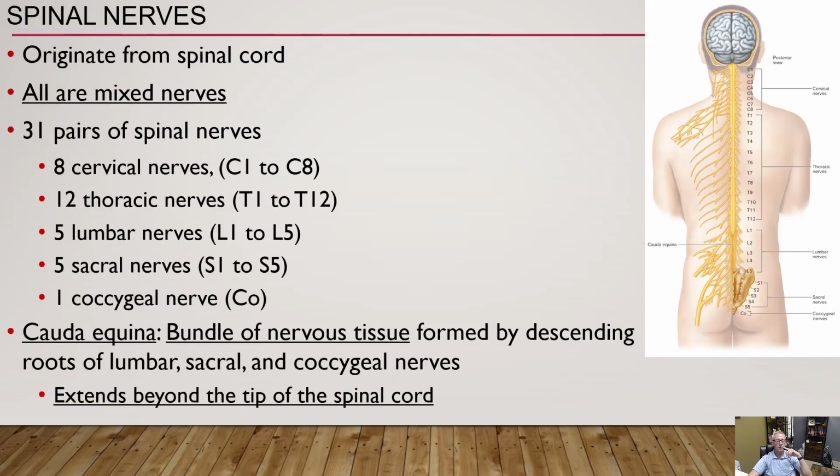All right, I actually already kind of went through this slide for labeling the cranial nerves. Or for your spinal nerves. Spinal nerves, all your spinal nerves are going to be mixed nerves. We've already talked about the cauda equina that extends beyond the tip of the spinal cord. So no need to go back through this one again.